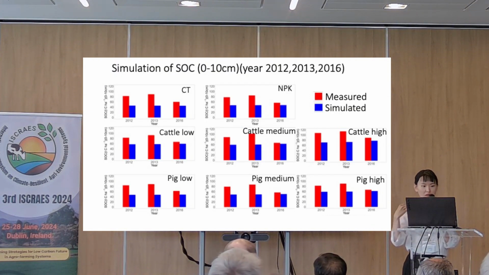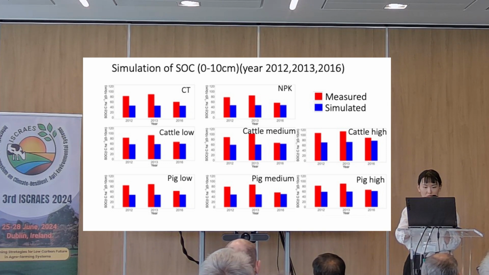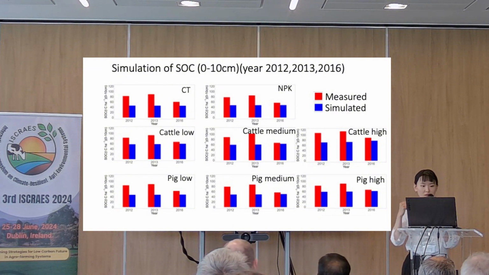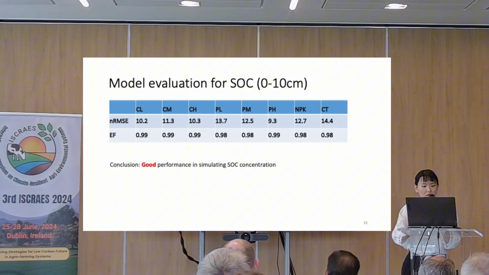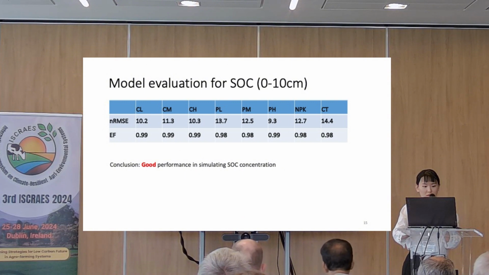But we still have SOC, soil organic carbon, and we simulate SOC in different years, like 2012, 2013, 2016. The red is measurement, the blue is simulation. As you can see, the red column is always a little bit higher, and the blue simulation is always a little bit lower. But according to the data, it's still good performance.